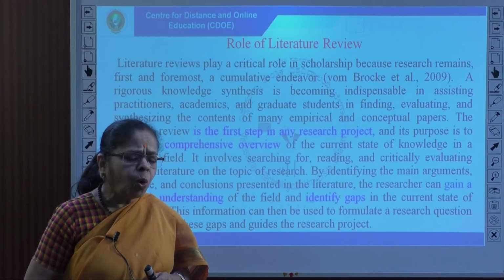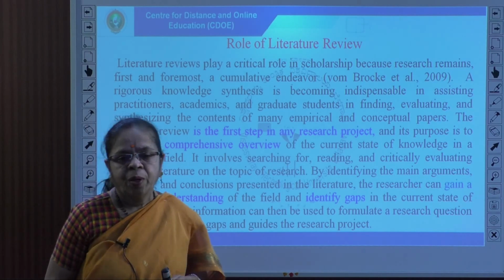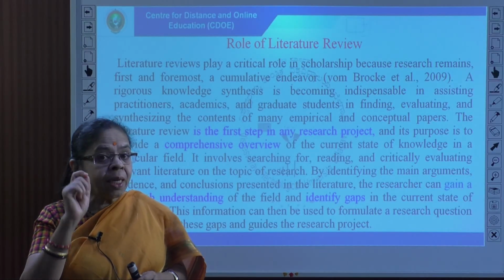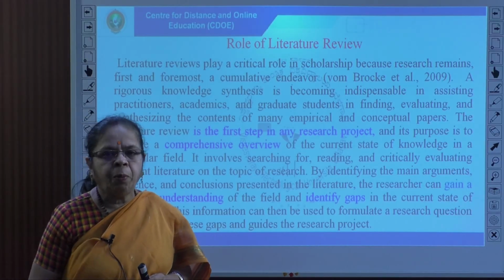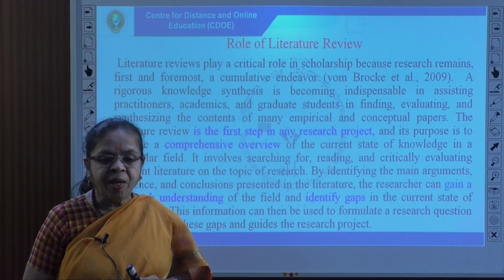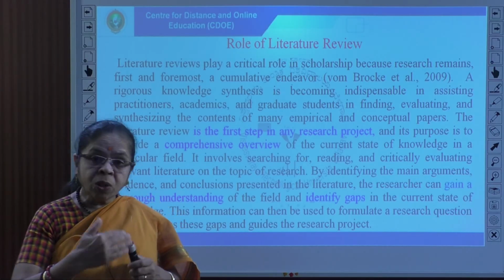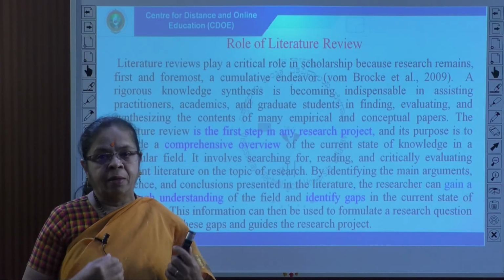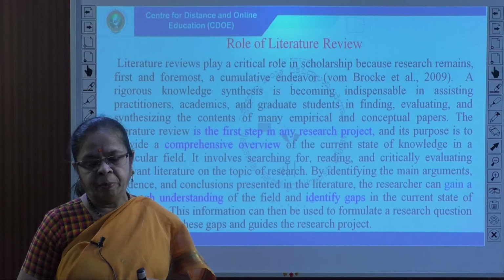And what does the review involve? How do you get the knowledge? How do you get a comprehensive overview? You have to search. You have to search through the literature, and you have to critically evaluate what is available in the literature. What do you mean by critically evaluate? You go through the main arguments of what the researchers have presented, what is the evidence they have presented, and what are the conclusions they have drawn, and whether you see some anomaly between their defined objective and their results, or do you see some discrepancy in the data they have provided.